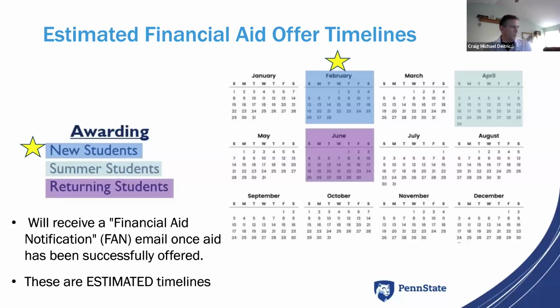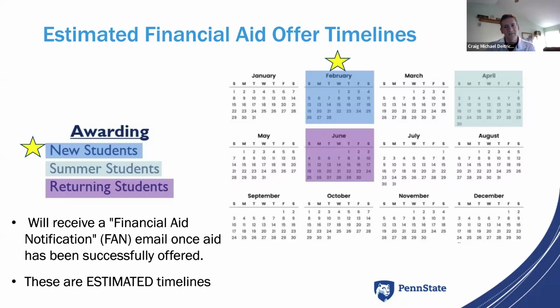Okay, so you're going to know that you're awarded and have an offer to check out when you get what's called the financial aid notification or FAN email. Again, if you're not checking your email regularly, you might get this notification, not even know that you've had an aid offer out there waiting for you to log into. So for new students, again, we're hoping to start doing that process in February.